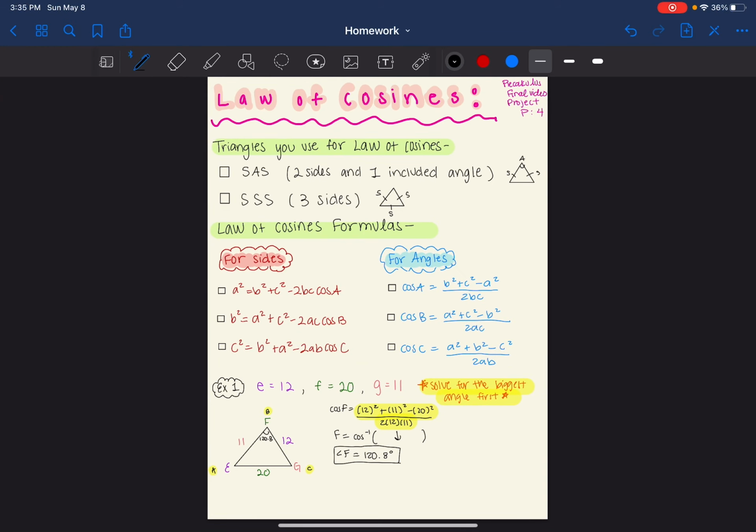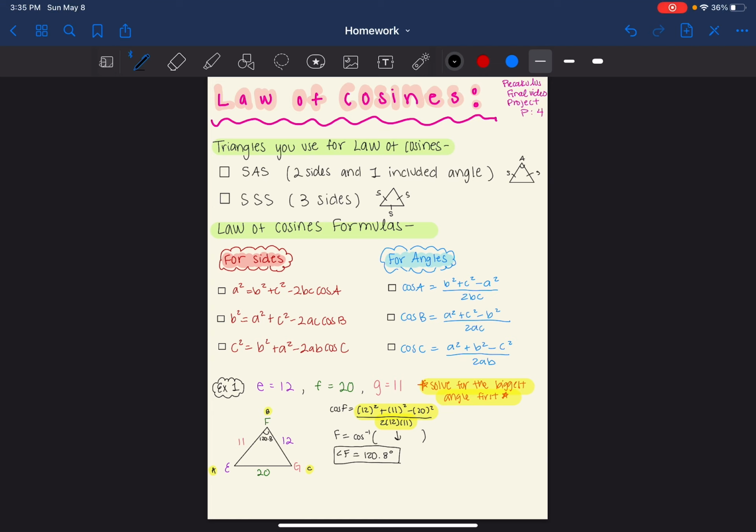Next, you don't have to use the law of cosine formulas to find your second angle. What you can do instead is use the law of sines because it's a lot easier. You can choose any angle. I'm just going to choose angle G for my next angle.